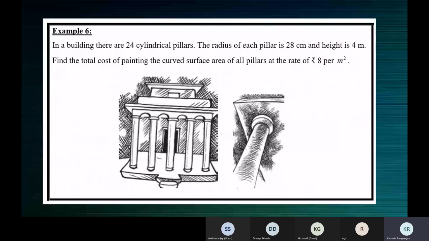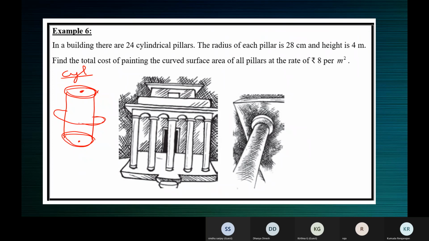So this is a cylinder, and you can see that a cylinder has two circular faces. The top face is circular, the bottom face is also circular. Now, if you don't include the area of the top and bottom face, the rest of it is the curved surface area. This is the curved surface area of the cylinder. Don't you go around the pillar? You hold the pillar with one hand and you go around it, no? So that is the curved surface area.